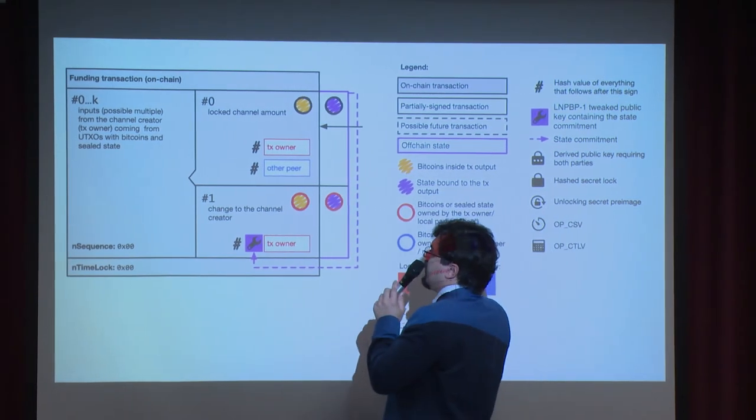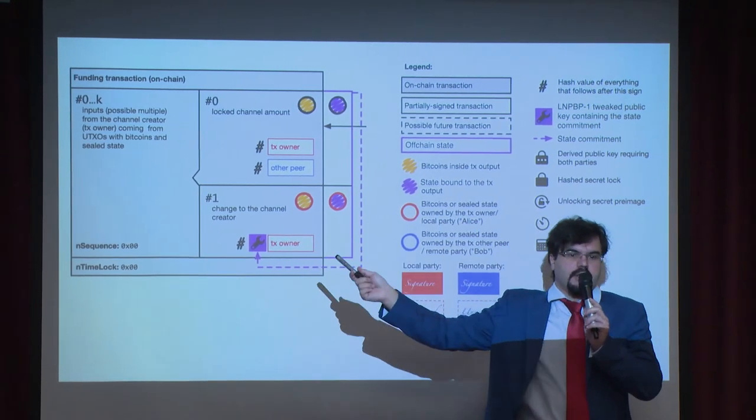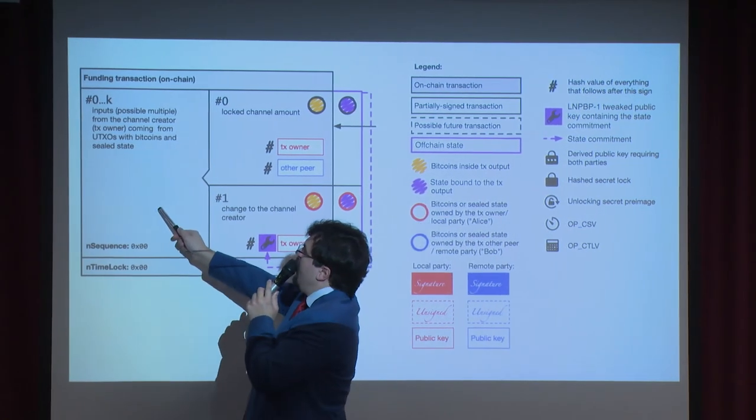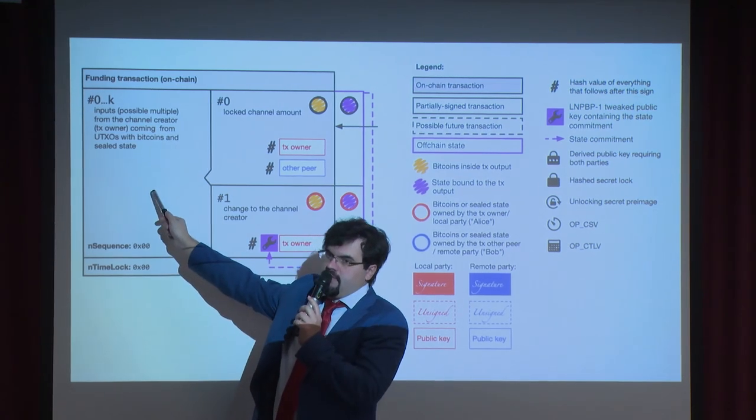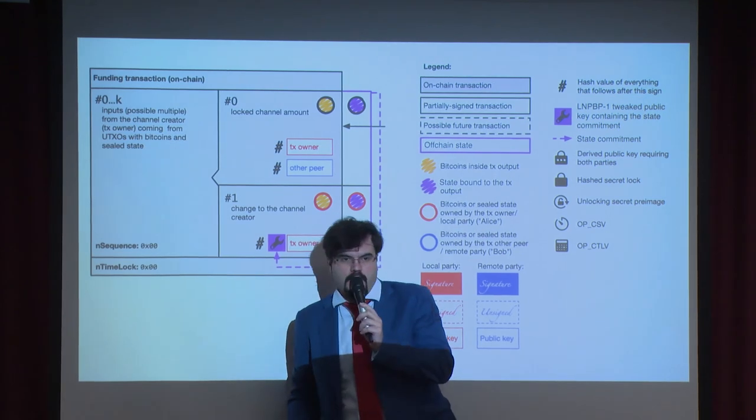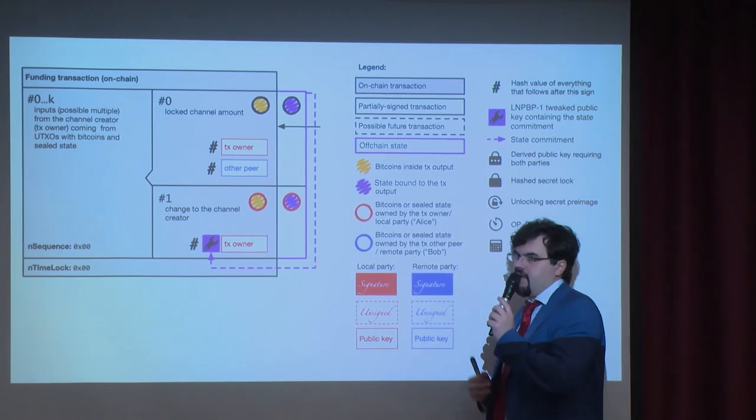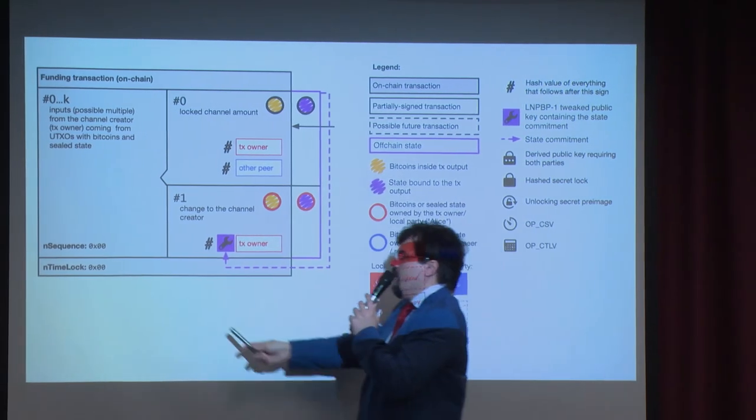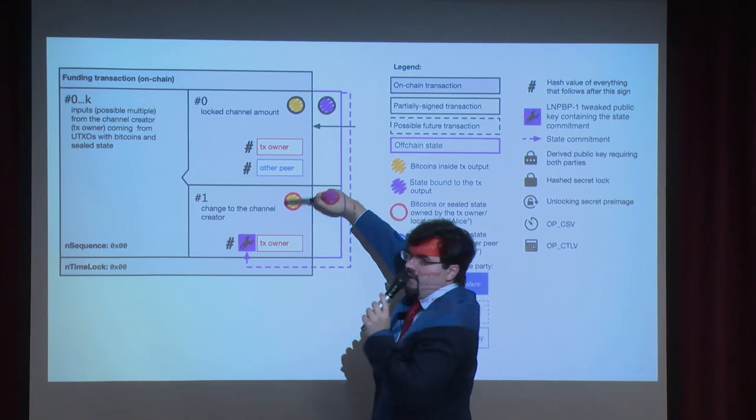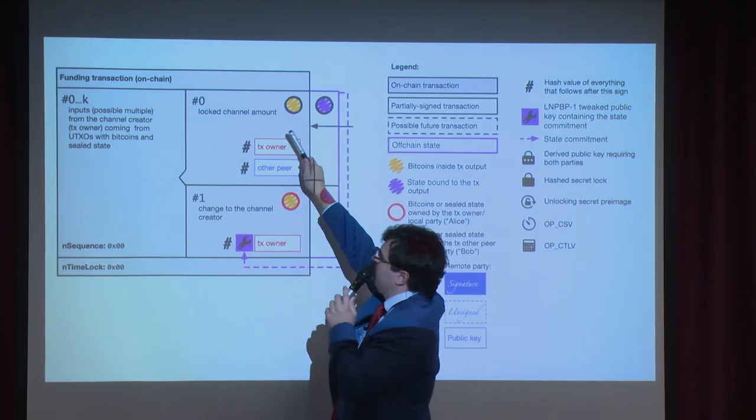We will start with the funding transaction, which should be published on-chain at the moment of channel establishment. This funding transaction has a single input, or multiple inputs for each party who is funding the channel. Right now, the current version of the Lightning Network works only with single-party funding. So namely, here we will have a single input. And it also, I'm wrong.